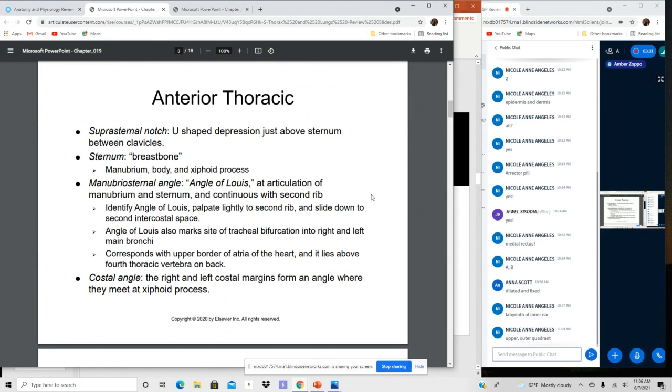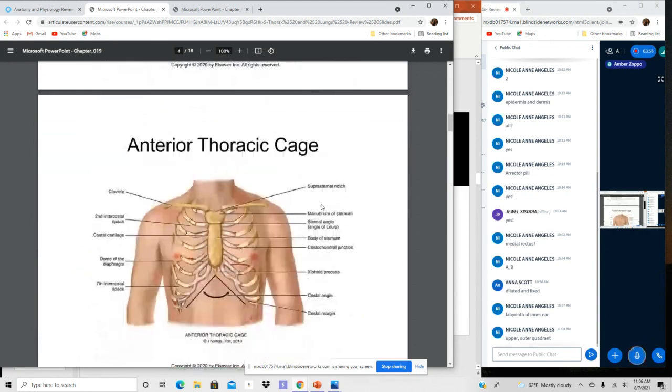The angle of Lewis also marks the site of tracheal bifurcation into the right and left main bronchi. It corresponds with the upper border of the atria of the heart, and it lies above the 4th thoracic vertebra on the back. The costal angle is where the right and left costal margins meet at the xiphoid process. Okay, so this is showing everything that we just talked about.